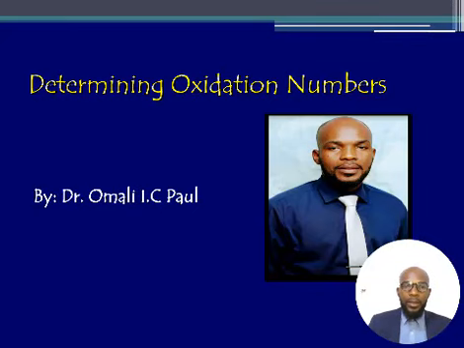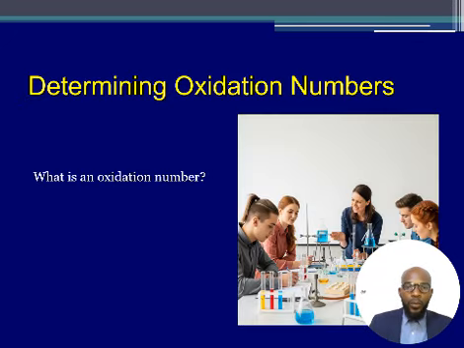Today I'll be talking about determining oxidation numbers. What is an oxidation number? An oxidation number can be defined as the apparent charge of an atom in a molecule or ion, or simply the charge of an atom if the pair of electrons in a covalent bond was assigned to the atom of the more electronegative element. Oxidation number can also be referred to as oxidation state.